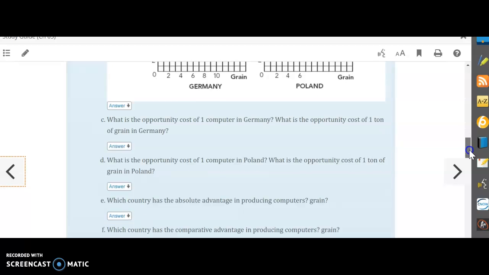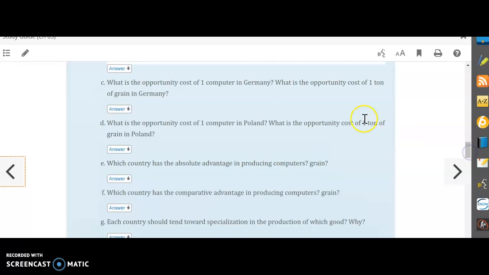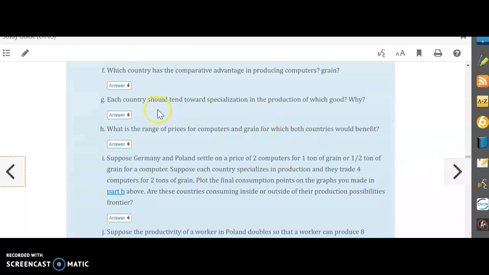Well, anyway, here are the questions we're going to answer. What is the opportunity cost of one computer in Germany? What's the opportunity cost of one grain in Germany? Same for Poland. Who has the absolute advantage? Who has the comparative advantage in each good? And why should they specialize in each good? Okay, we go through the whole analysis. What is the price range for computers and grain? Okay, we didn't hit that one real hard, so we'll nail that one down this time.